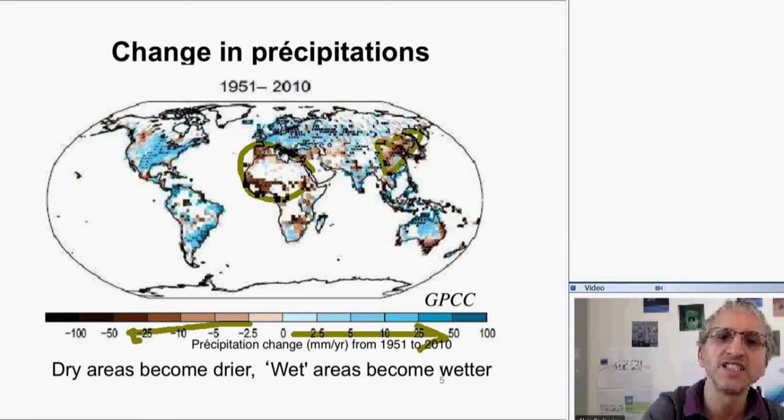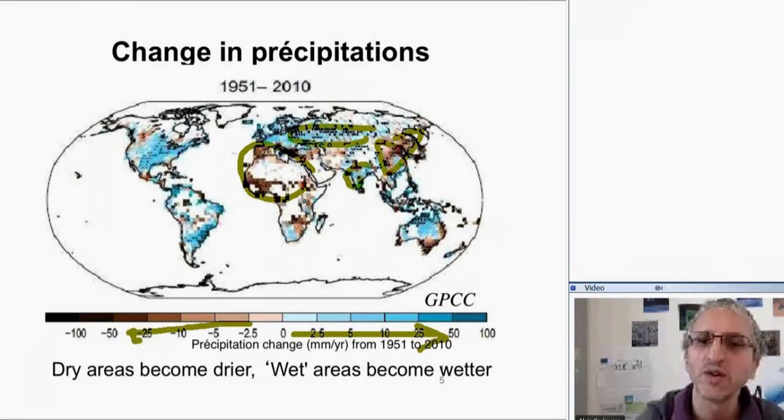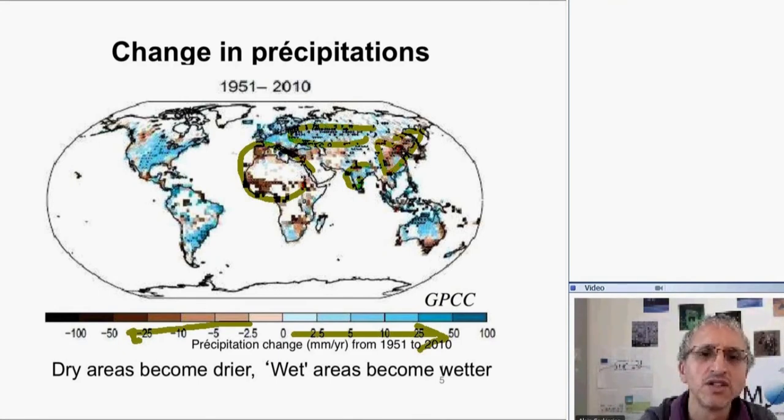And what is interesting is in wet areas, here, where it has been very wet already, it's getting wetter. So it simply means that in terms of climate change, there is no global increase or decrease in precipitation. All we can see is that the areas that are dry are becoming drier, and wet areas are becoming wetter. More rainfall over the mid latitudes, and less rainfall over the deserts, essentially.